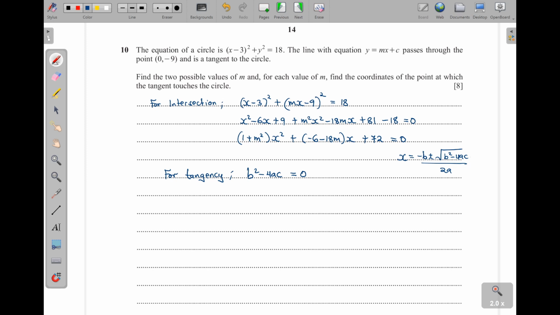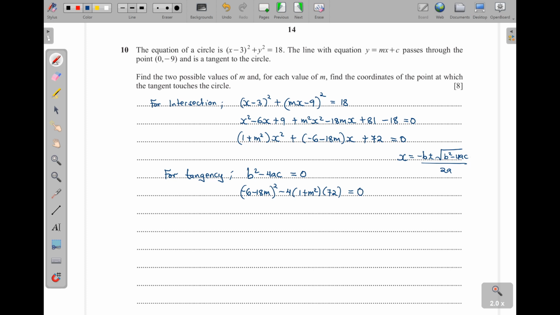So what is our b? Our b is this one here, negative 6 minus 18m. You square it, then minus 4 times the a, which is this one here, 1 plus m squared. Then the c is this one here, 72. That one is equal to 0.